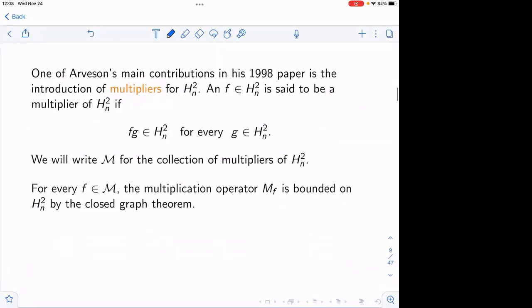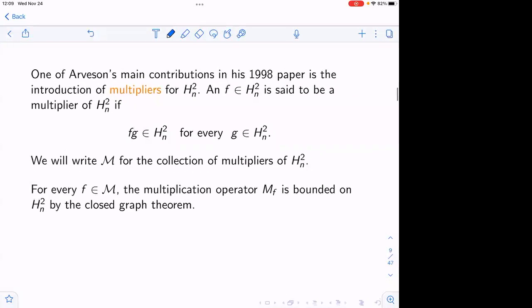One of Arveson's main contributions in his 1998 paper is the introduction of the idea of multipliers. A function f is said to be a multiplier if it multiplies every g in the Drury-Arveson space back into the Drury-Arveson space. For this talk, we will use this notation, script M, for the collection of multipliers.